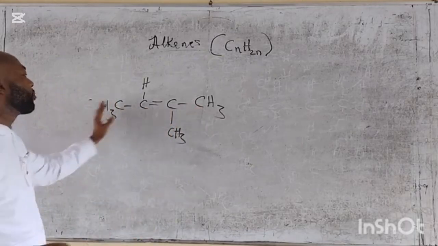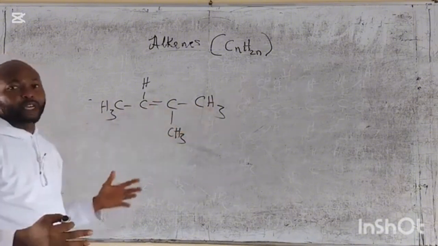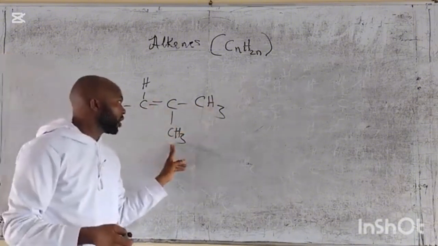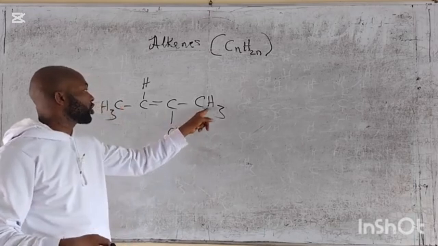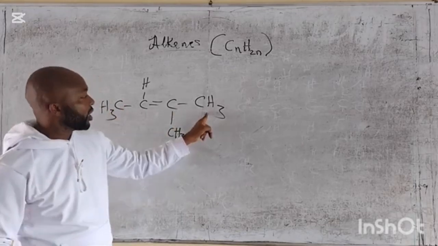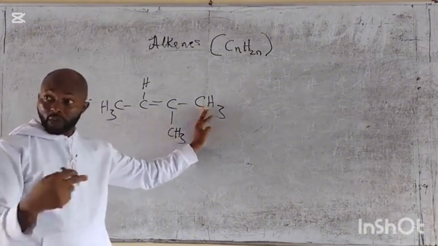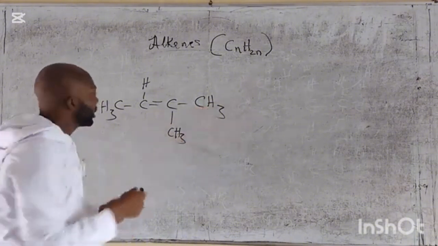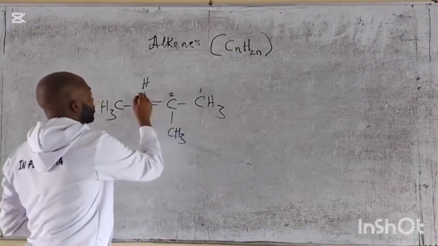But now, since from both sides it gives me the same, preference should be given to the substituent. If I want to consider the substituent, it is in carbon 2, but from here, 1, 2, 3, it is in carbon 3. So the preference will be given to the side that has the lowest possible, which is 2. So therefore, 1, 2, 3, 4.